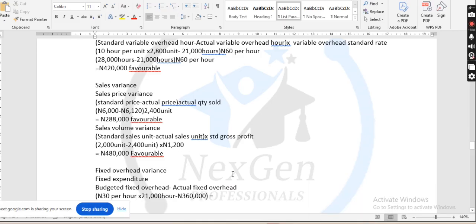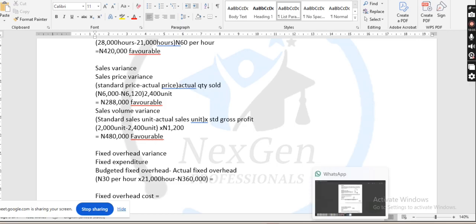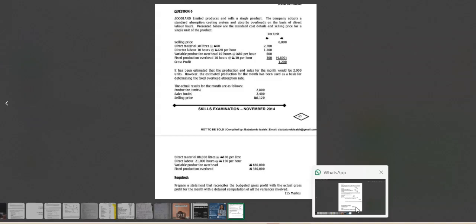Now, let's do something quickly, a rough work, before we come back. You see, this fixed overhead is problematic, but just calm down. The fixed overhead cost given to us, the total given to us as standard. What is the standard? The total is 4,800.